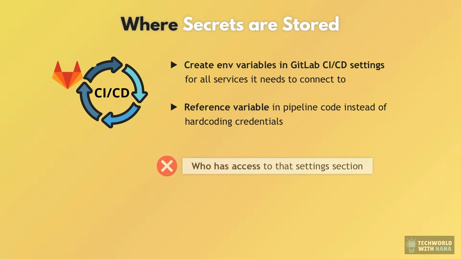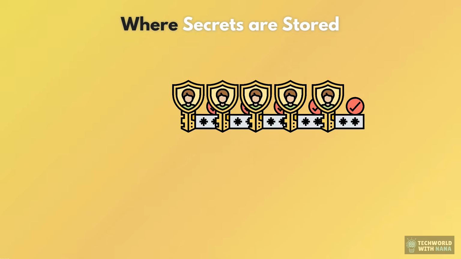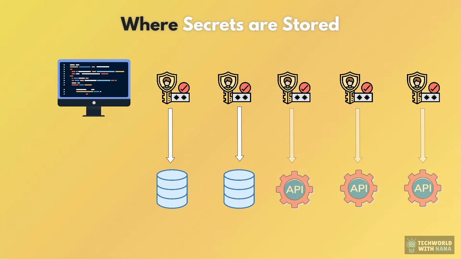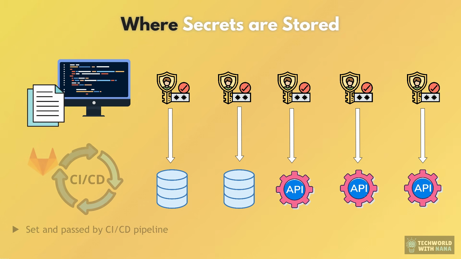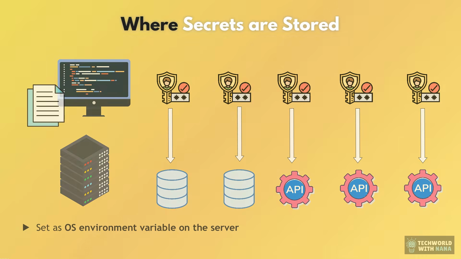And now you need to, of course, worry about who has access to the section of the CI/CD pipeline settings that allows you to see the values of those environment variables. Now, what about all secrets that our web application needs to connect to databases and API endpoints and so on? We may have some external configuration files with database credentials and API tokens that get passed by, again, CI/CD pipeline, or sometimes they get set directly on the server as operating system environment variables or config files.